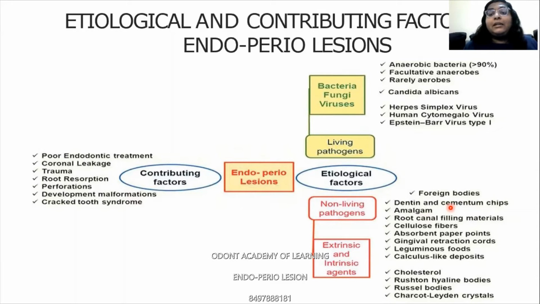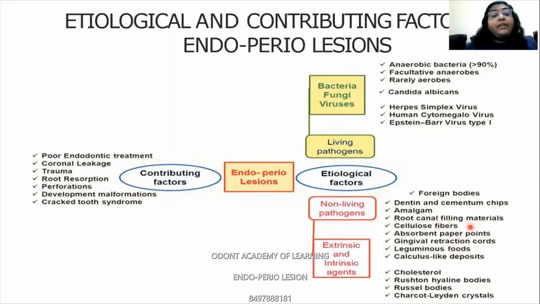What happens is the amalgam tattoo, what we call, where there is seepage of the amalgam into the gums and into the surrounding periodontium tissues. That is another reason for causing endoperio lesions.